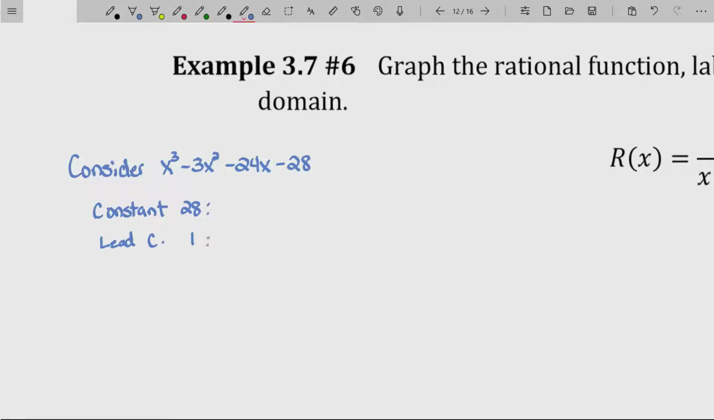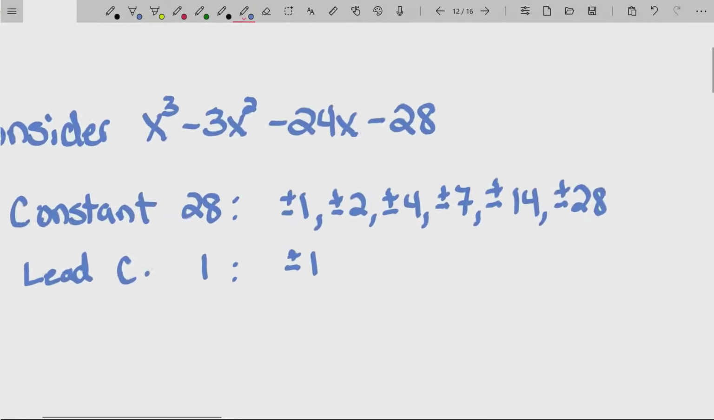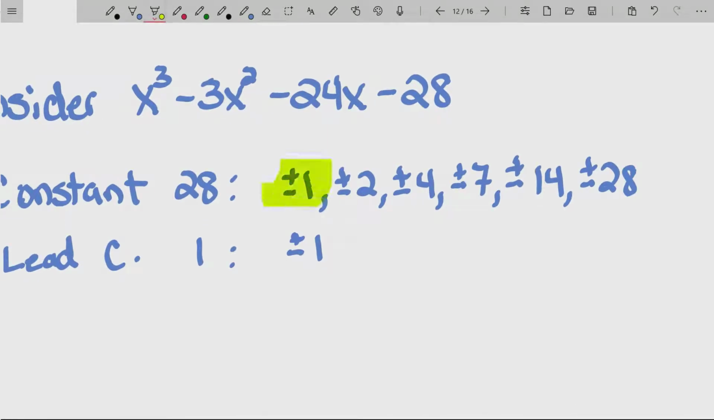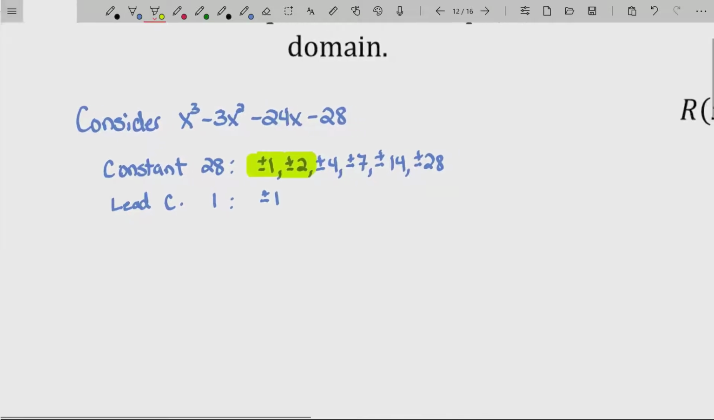So the factors of 28 are plus or minus 1, plus or minus 2, plus or minus 4. Let's see what else we have. Plus or minus 7, plus or minus 14, and finally plus or minus 28. Luckily, the leading coefficient is just a 1, so we don't have a lot, but there is quite a lot actually. There are quite a few choices, but I'm going to start by looking at plus or minus 1, then plus or minus 2 as the candidates for the rational zeros.